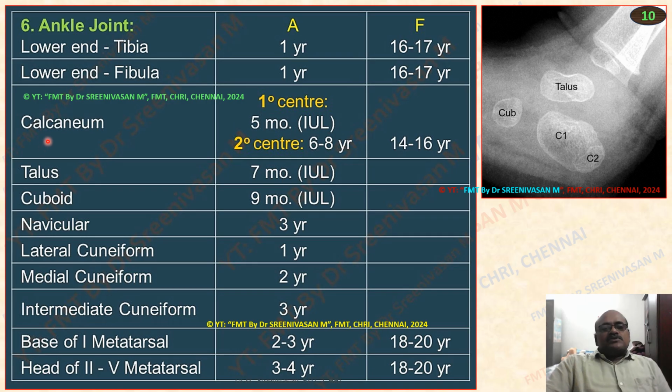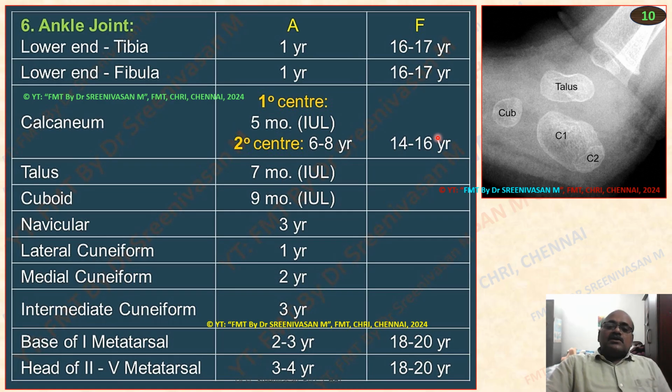Coming to tarsal bones, calcaneum or calcaneus, it is the only tarsal bone formed by both primary as well as secondary centers, right? The primary center for calcaneum forming the main part of this calcaneus appears at the 5th month of gestation, whereas the secondary center appears after birth, at the posterior part of this calcaneus. There is a crescent shaped part that appears between 6 and 8 years. Fusion occurs at 14 to 16 years.